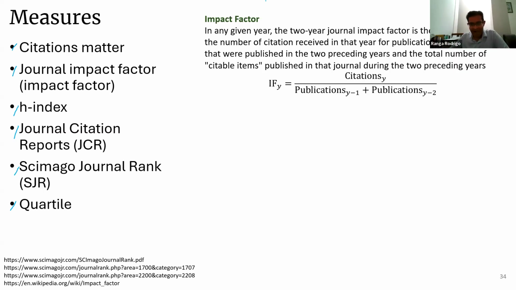So you can see citations in this year, divide by the number of publications in the last year and the year before. That's the impact factor of this year.